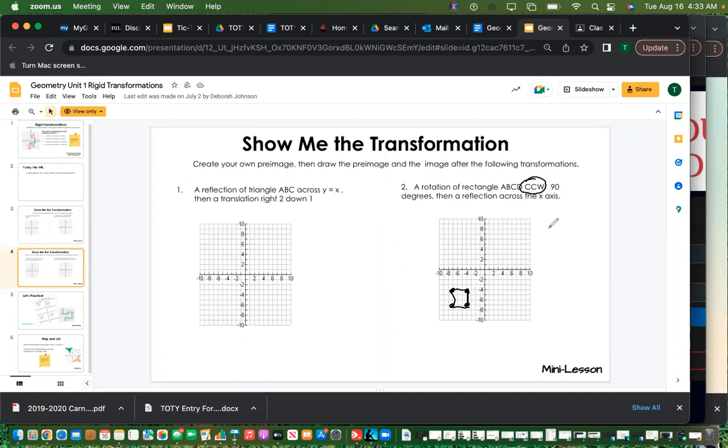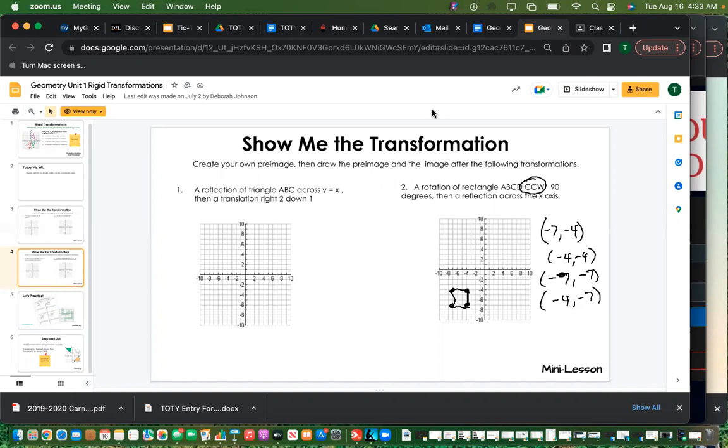Okay, so let's list out all of our points. We've got -7 comma -4. We've got -4 comma -4. We've got -7 comma -7. We've got -4 comma -7. Fantastic. Okay, now we want to do this counterclockwise.